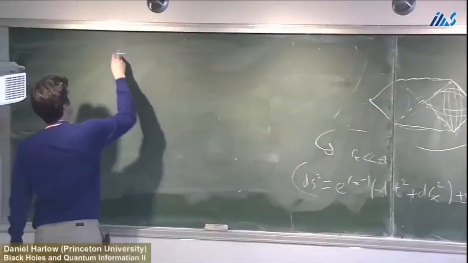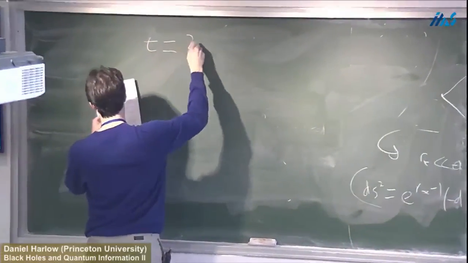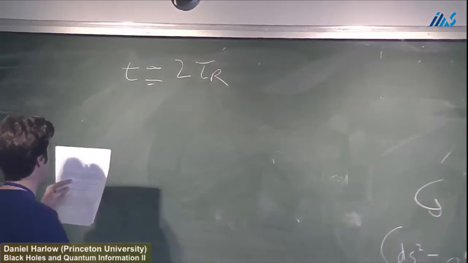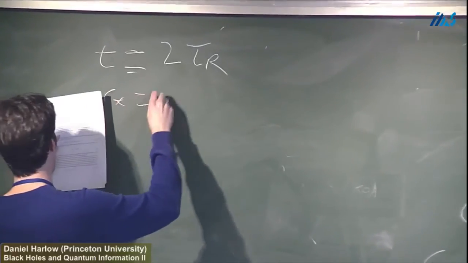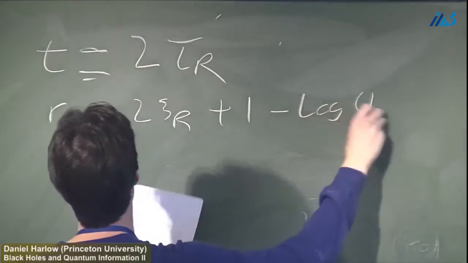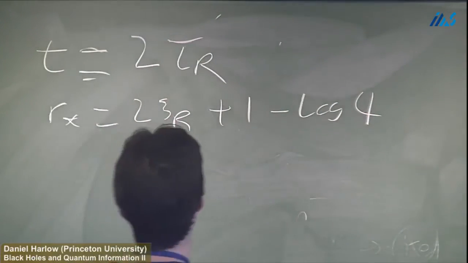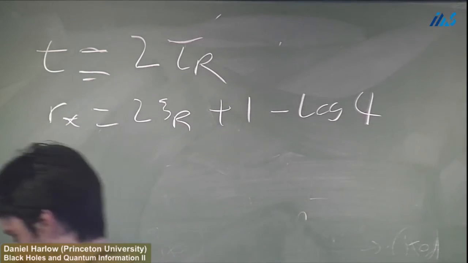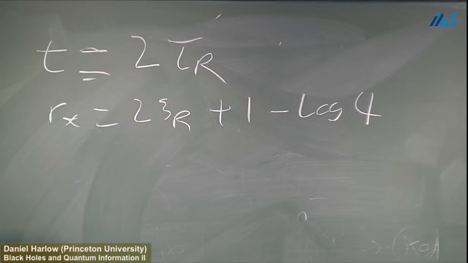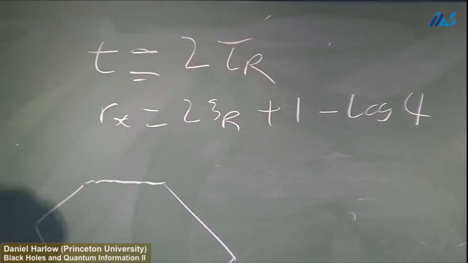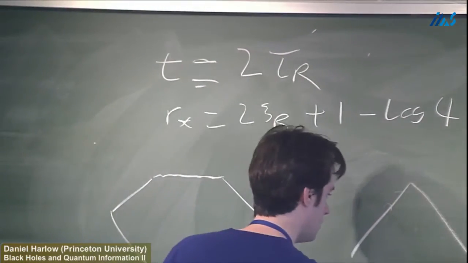So we want to say that t is something like 2 tau r. And I wrote it out explicitly here, just in case you're curious. So with this substitution, this metric becomes identical to this one. And at the level of Penrose diagrams, I can make it look very clear. Here's the Schwarzschild one, and here's the Rindler one.